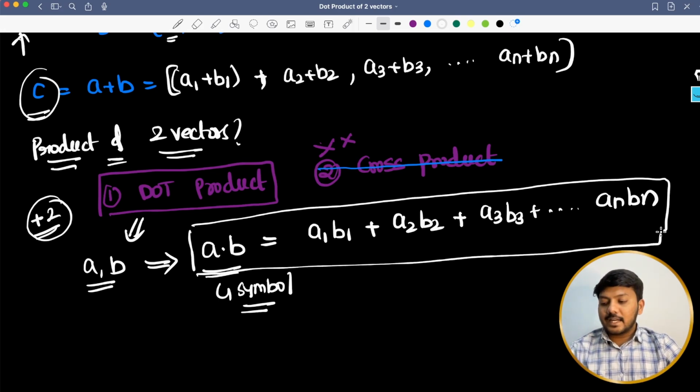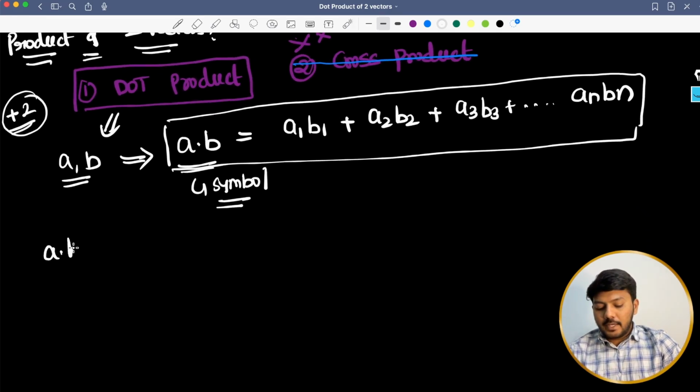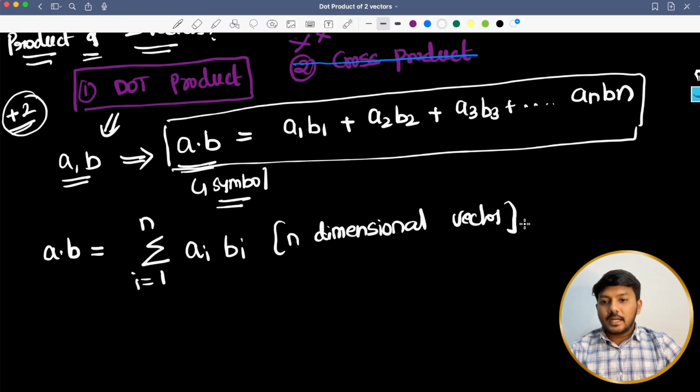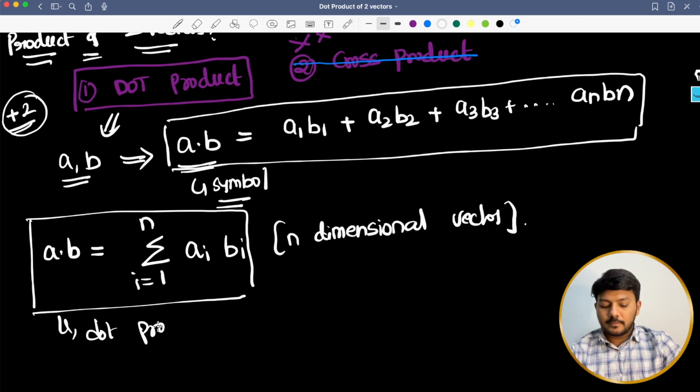Now let's understand this in detail. So this is the formula. I will also explain the intuition behind it. Now let's summarize this formula. A dot B equals sigma, which is summation of AI BI, where I goes from 1 to n in case of n-dimensional vectors. Is that clear? So this is the standardized formula of dot product of two vectors.